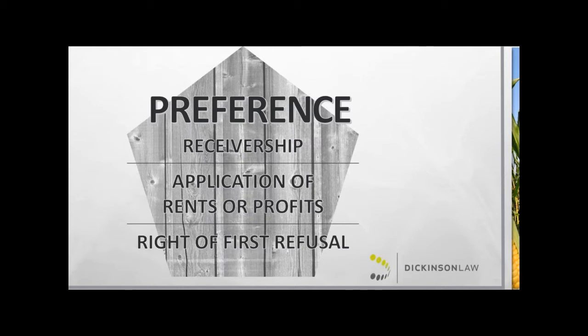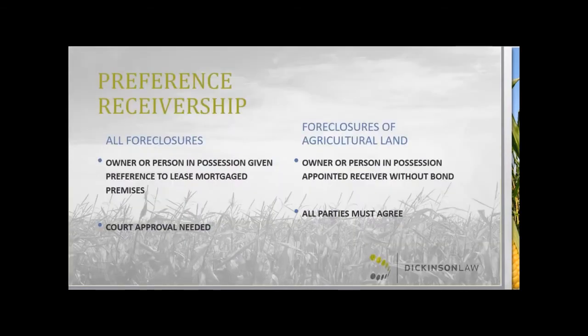The next preference or protection that we're talking about for agricultural borrowers in foreclosure are certain receivership preferences. Receivership preferences as to how the receiver is appointed, how the profits of the receiver are applied, and then at the end, the right of first refusal and how that works in light of the receiver here. In all foreclosures, if you have any type of foreclosure, the owner or person in possession is given preference to lease the mortgage premises throughout the duration of the foreclosure. There's always court approval necessary for that, but that's the preference given.